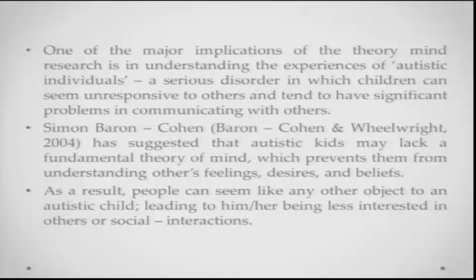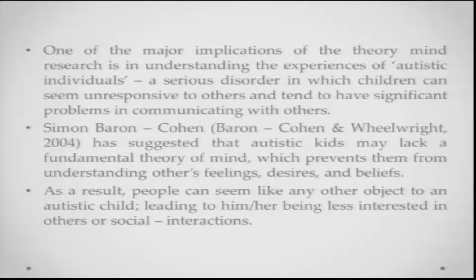Now, Simon Baron Cohen suggested that autistic kids might be lacking this fundamental theory of mind, this understanding of what others are feeling, or this aspect of metacognition, reflecting on their own thought processes, which might be preventing them from understanding others' feelings, desires and beliefs as well. So this can be one of the major symptoms or factors in children who are suffering from autism. Because this fundamental theory of mind is absent, people can seem like any other object to these autistic children. A person is just equivalent to a table or a chair and does not really need an emotional interaction to develop a bond, leading to these children being much less interested in others or in different kinds of social interactions.